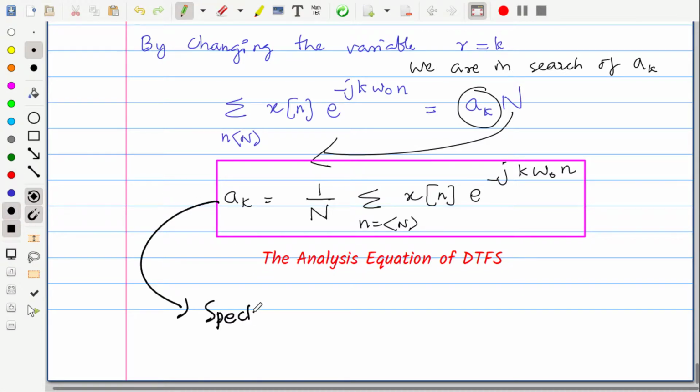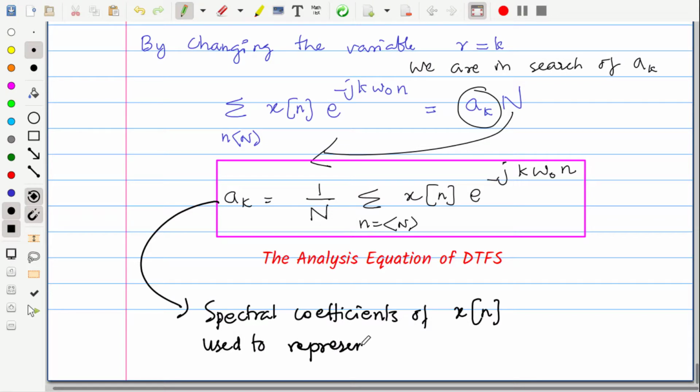The discrete time Fourier series coefficients ak are often referred to as the spectral coefficients of x of n. These coefficients specify the decomposition of x of n into a sum of n harmonically related complex exponentials. I hope you got a clear idea about the derivation of discrete time Fourier series coefficients, and the basic idea of DTFS is that any discrete time periodic signal x of n can be expressed as a linear combination of n number of harmonically related complex exponentials. The sentence is very important, that is n number of harmonically related complex exponentials.